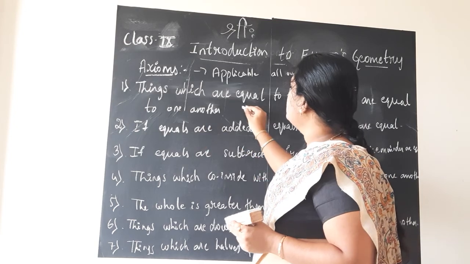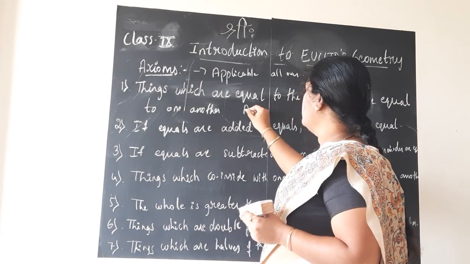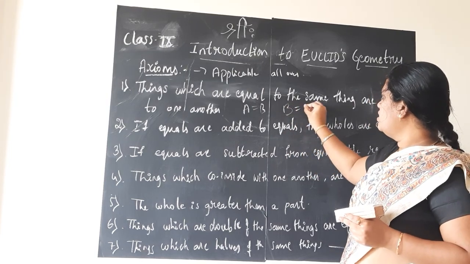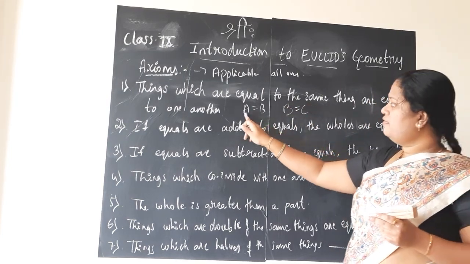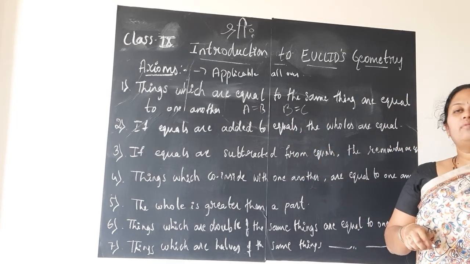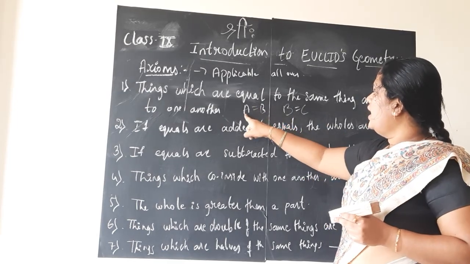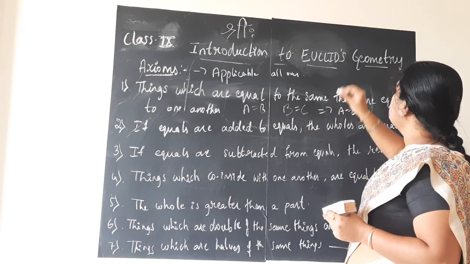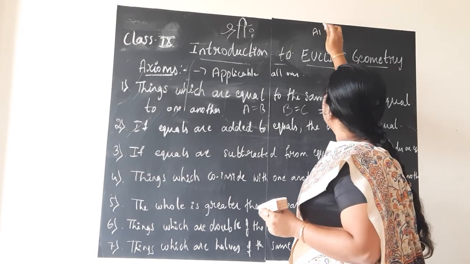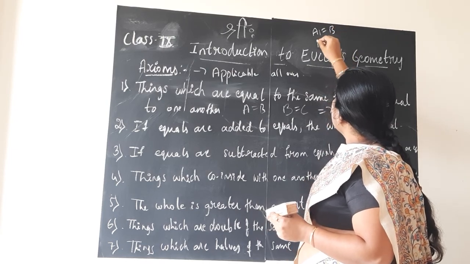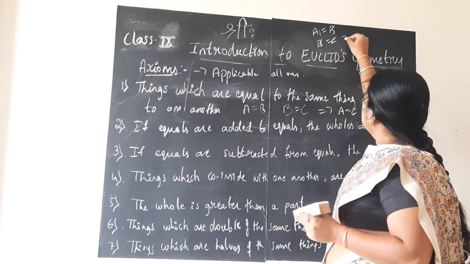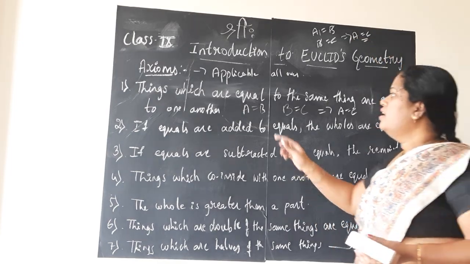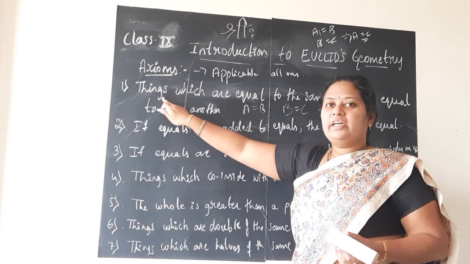What it means is, suppose I say A equals B and B equals C. If A is equal to B and B is equal to C, this implies A is equal to C, isn't it? I will write here, if A equals B and B equals C, what does it imply? A is equal to C. So that is what he means by his first axiom.